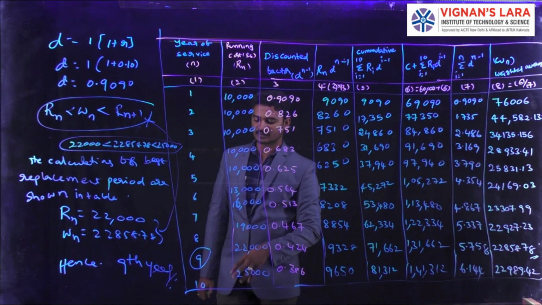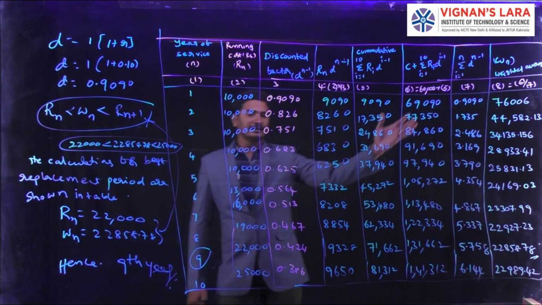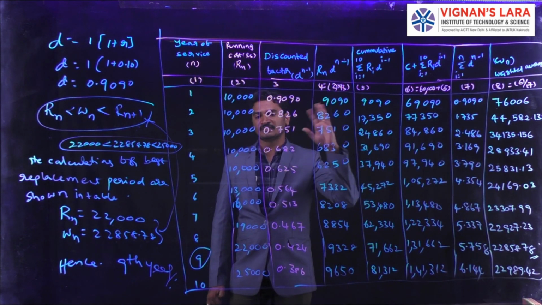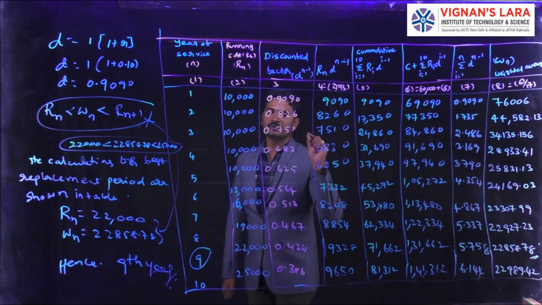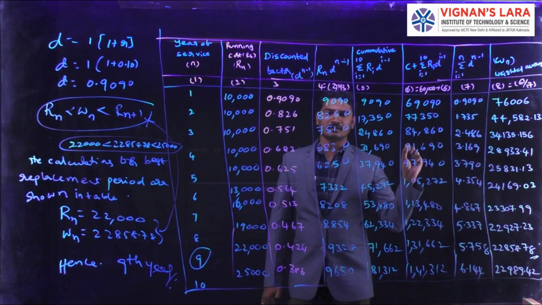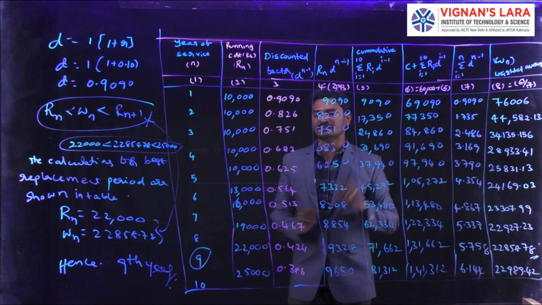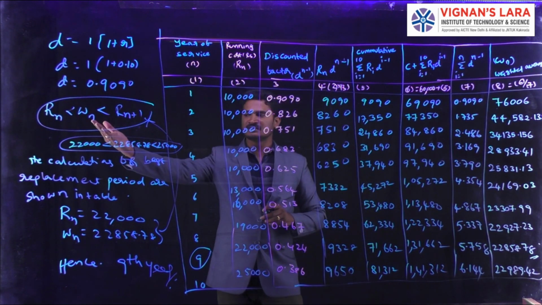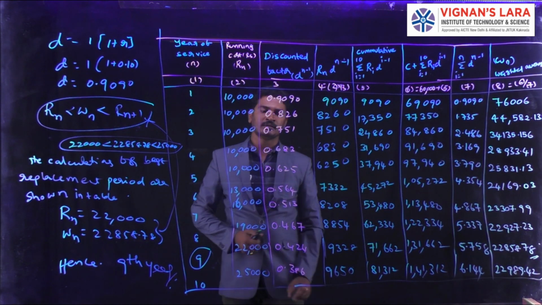If suppose we didn't satisfy this condition, we have to recheck our calculations for any mistakes. Otherwise the problem itself has some mistakes. So we write the sentence like that, the problem has some mistakes, or the data was missing in the problem. But here our condition is satisfied, so we are going to replace the machine at ninth year. Okay, thank you.